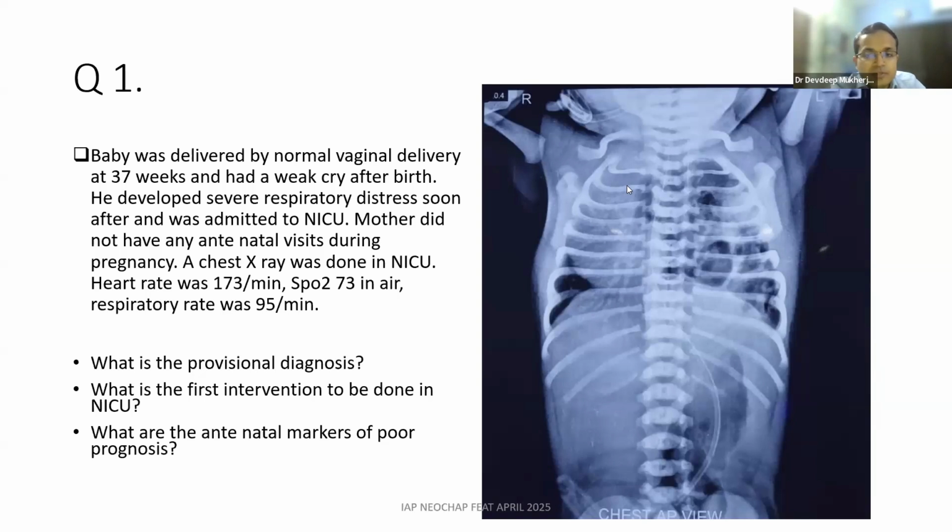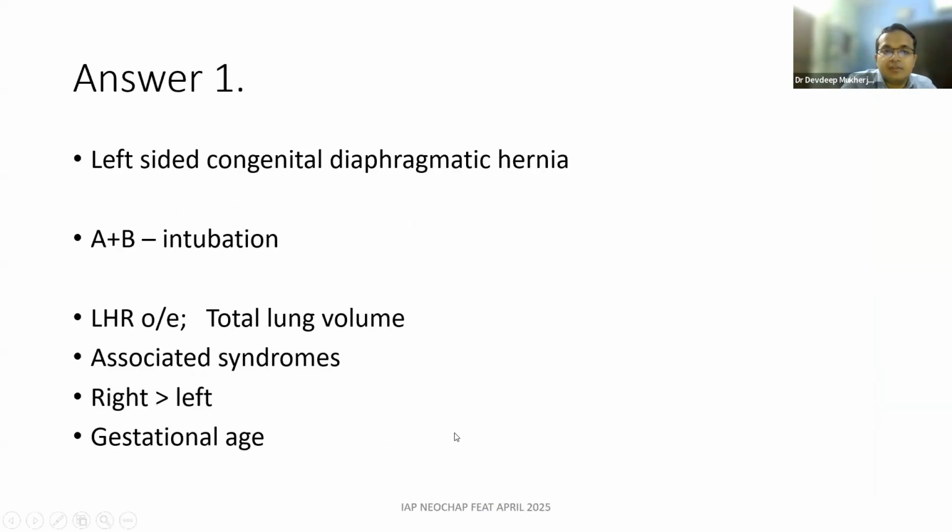So yes, most of you have got it right. It's a CDH, but just saying CDH does not make it complete. So it's a left-sided congenital diaphragmatic hernia. We intubate in the delivery room. That's what the recent guidelines and protocols say. The Euro CDH guidelines as well as the Canadian guidelines have highlighted the importance of intubation in the delivery room if you are sure of this being CDH, usually from the antenatal scans.